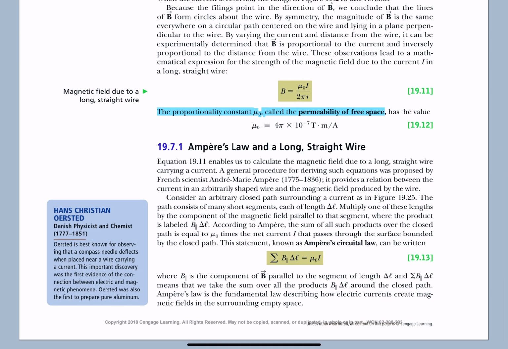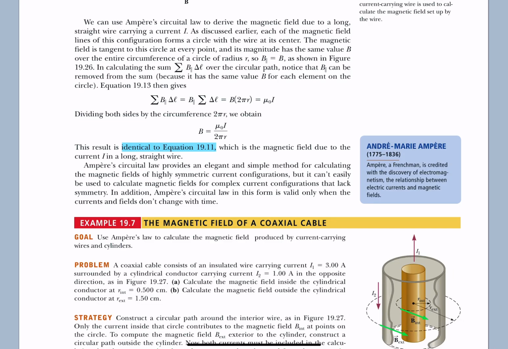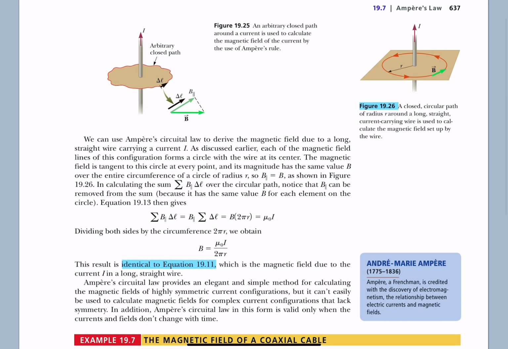So your magnetic field is inversely proportional to R, the distance from the center of the wire. We can rearrange those terms and come up with Ampere's law, and end up with an equation very similar to the one that we just talked about.